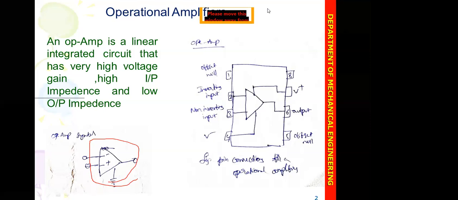If you see clearly here, it has an inverting input, that is minus, and a non-inverting input, that is plus. Then there is a negative voltage supply and a positive voltage supply, two offset nulls, and one output. These are the pin functions of the operational amplifier. Totally 8 pins are there.